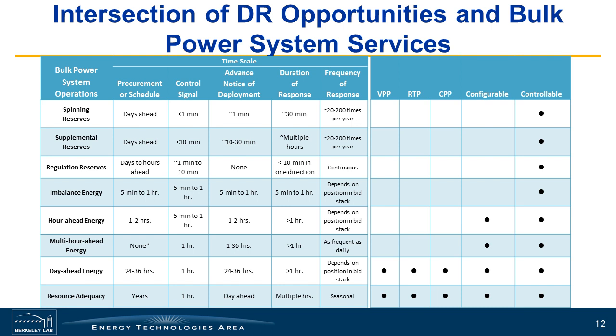And as you can see, anything that's controllable truly can provide, because you're taking that human component out of it. It's fully automated. They're able to provide the majority of the bulk power system opportunities, and in this case, we've indicated that they do all. For the time-based rates, they're fairly limited to day-ahead energy and resource adequacy type resources. And for configurable, you can do hour-ahead and multi-hour ahead, which is basically same-day dispatch for those types of resources.